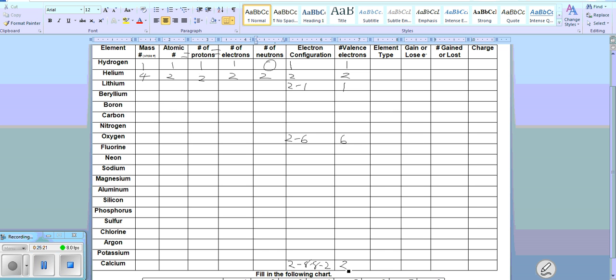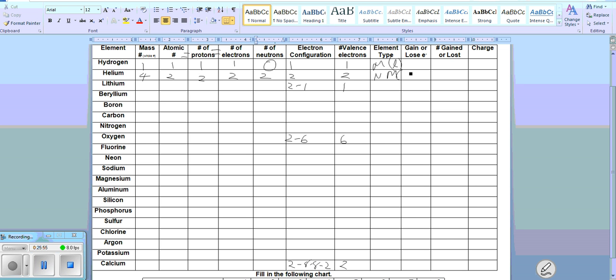The element type, you're going to abbreviate it as a metal or a non-metal. And if you look at your purple periodic tables, on the right-hand side, it's kind of faded, but there is a stair-steppy line. Everything to the left of that stair-steppy line, and I'm going to drop that down here next to the metal, everything to the left is a metal. Everything to the right of that stair-steppy line is a non-metal.